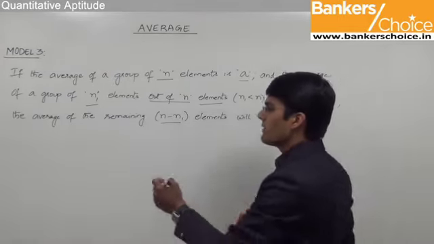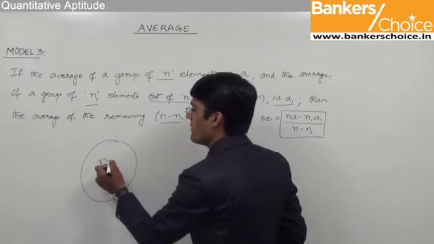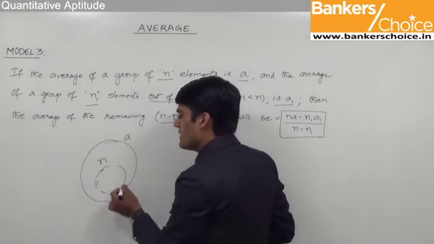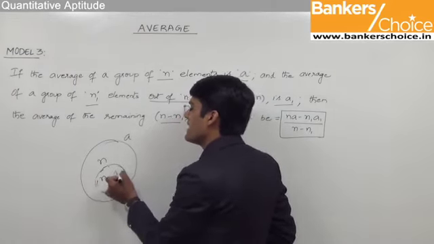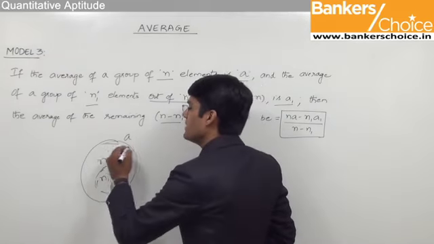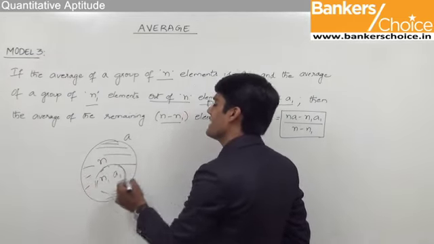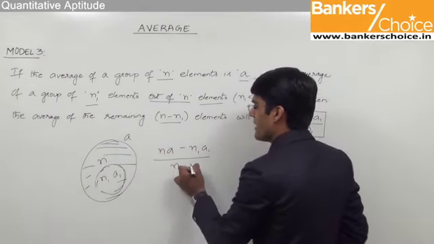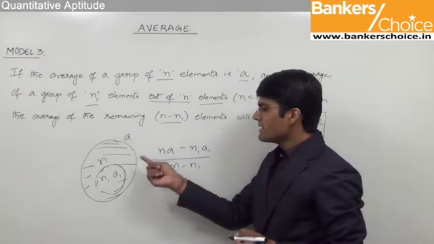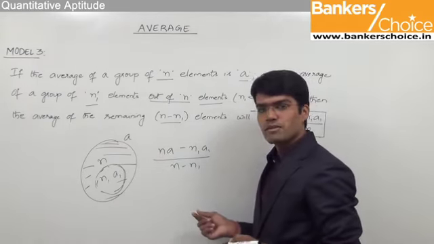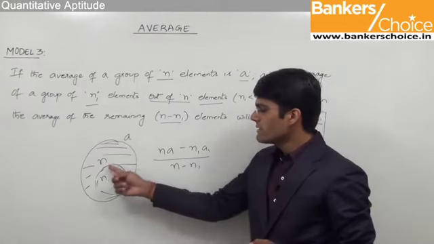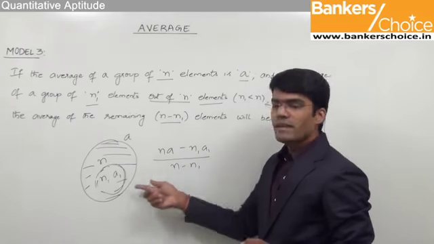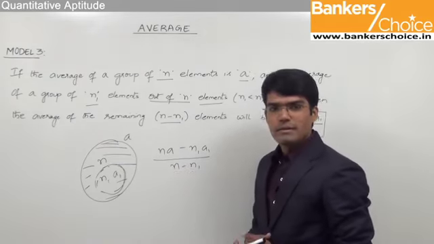That is, here we have got a total of n elements where the average is equal to A. Out of these n elements, there is a group of n1 elements where the average is A1. So the average of the remaining group of elements can be taken as n into A minus n1A1 divided by n minus n1. N into A is nothing but the sum of all the elements in the first group, minus n1A1 is the sum of all the elements in the second group. So the difference will give us the sum of the remaining elements divided by n minus n1.